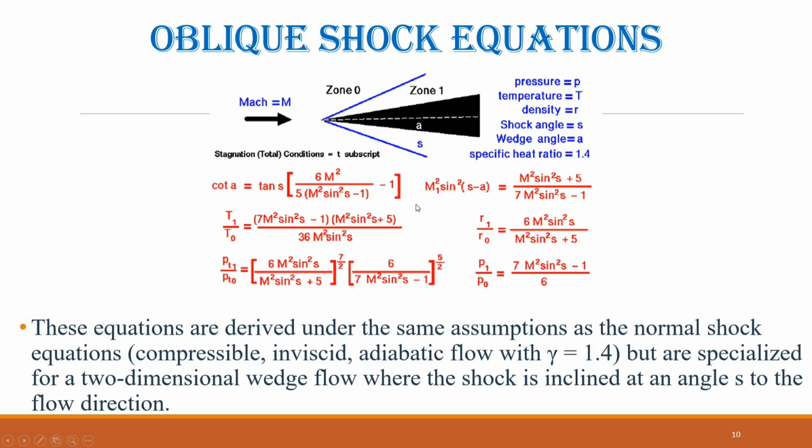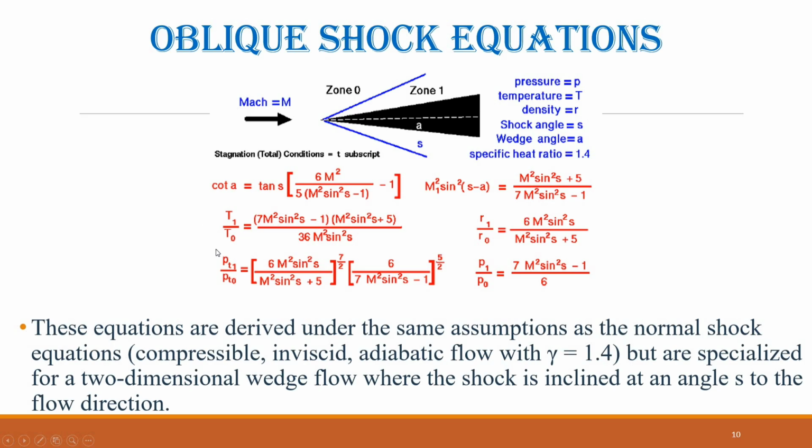The Mach number relation is M1 squared times the sine squared of the quantity S minus A closed quantity equals the quantity M squared times the sine squared of S plus 5 divided by the quantity 7 times M squared times the sine squared of S minus 1.